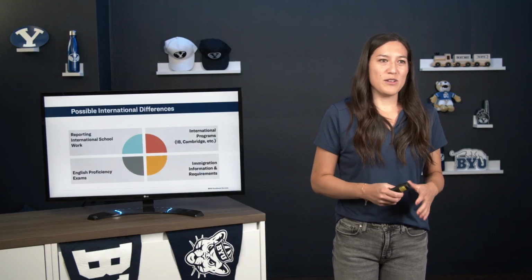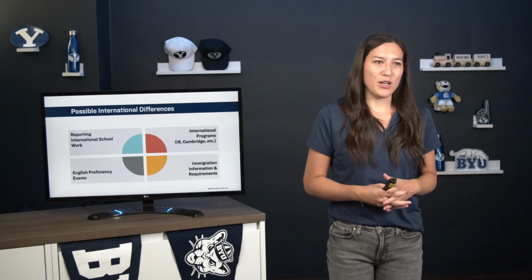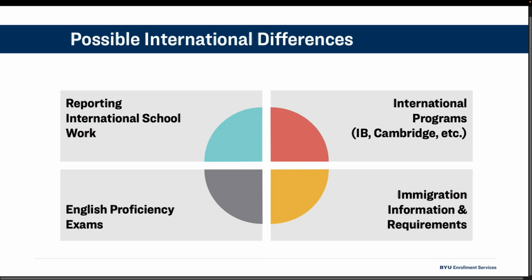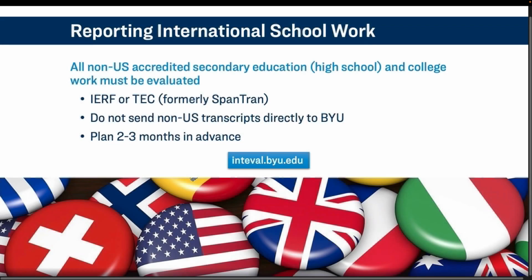So first, let's talk about some possible international differences on your application. There are four main areas where you might see some differences. The first is reporting international schoolwork or reporting international programs like IB, Cambridge, things like that. Then we'll also talk about English proficiency exams, and then we'll touch briefly on some immigration information and requirements that you might face after your application process.